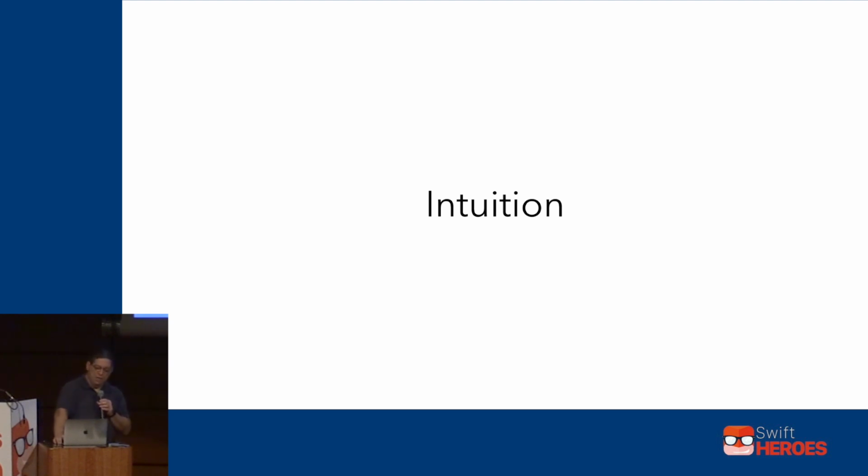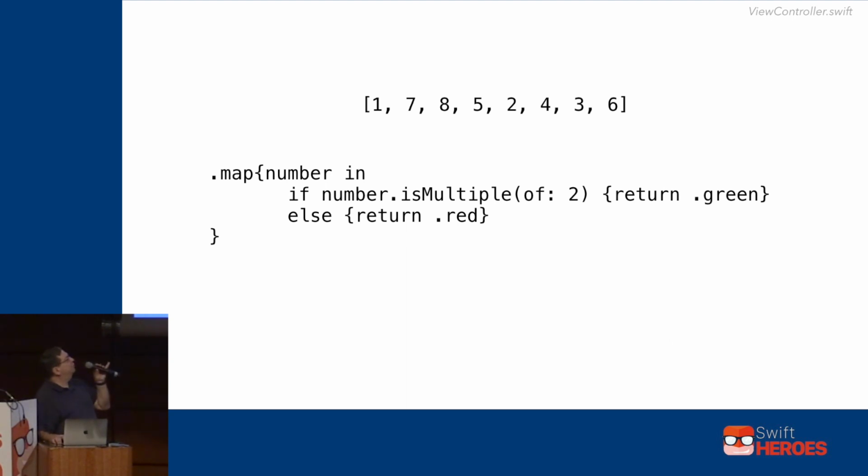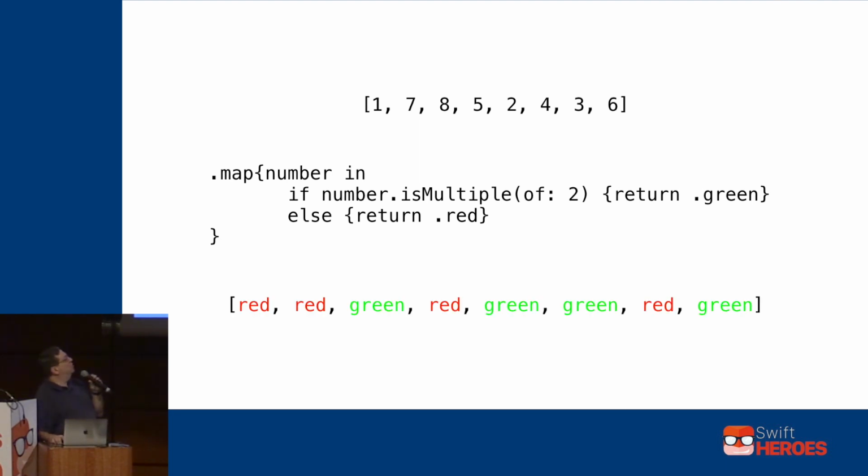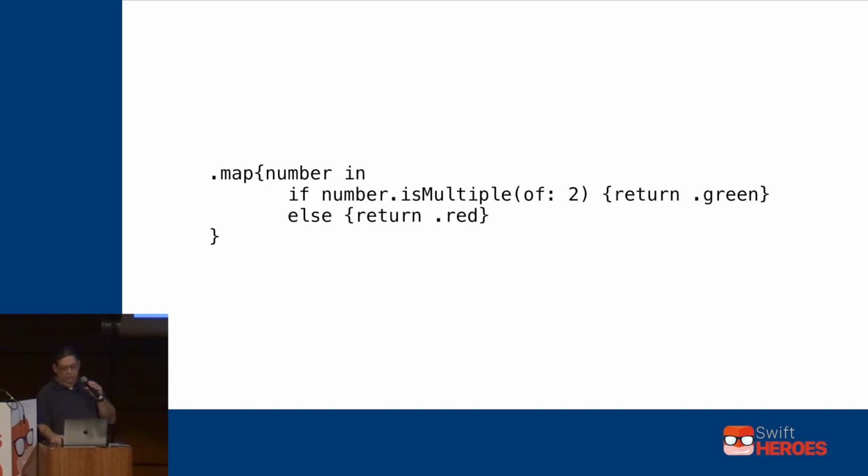So as you've seen, a lot of our intuition came from arrays. If I had an array of ints and I had this little function here, what happens when I apply that function? Every odd number becomes red, every even number becomes green, and so I end up with this array. If instead I get the numbers one at a time, as I do in Combine, they just come at me, then this 1 becomes red, 7 becomes, look at you, and 8, I think we can stop there.